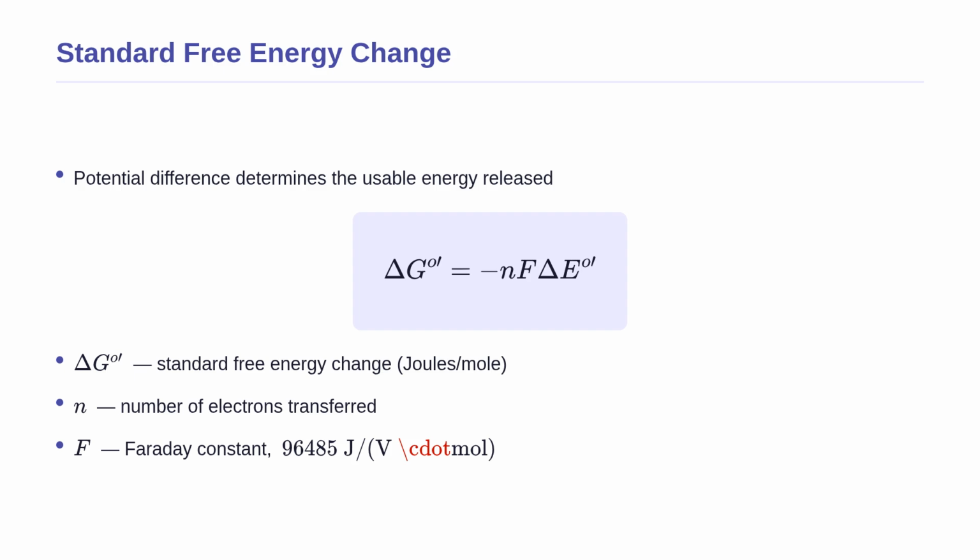The variable N is the number of electrons being transferred. F is the Faraday constant, which is approximately 96,485 joules per volt per mole. As the potential difference increases, the free energy change becomes more negative, meaning more energy is released.